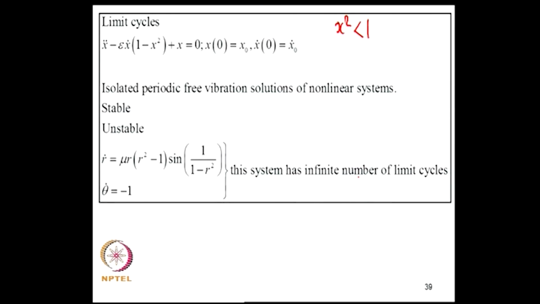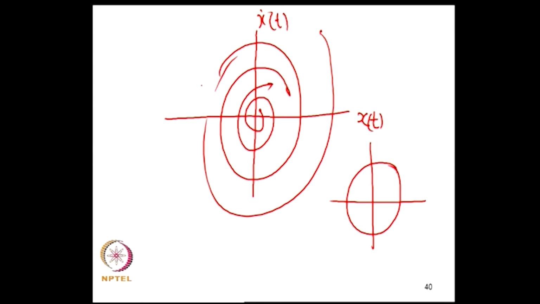They are isolated periodic free vibration solutions of nonlinear systems. That means, I am looking at free vibration solutions and irrespective of the initial conditions, the same steady state periodic solution is obtained, and in the neighborhood of this closed curve there cannot be another closed curve.